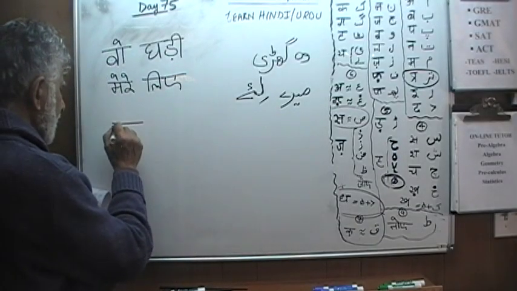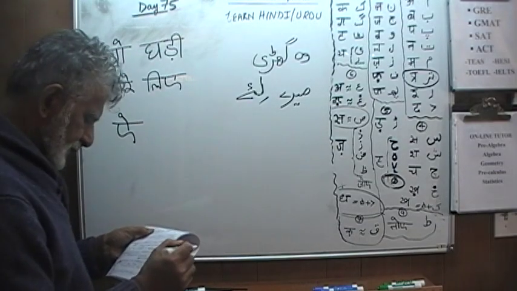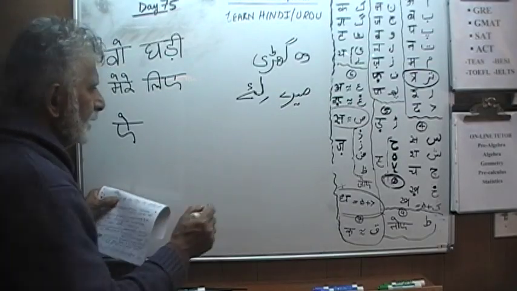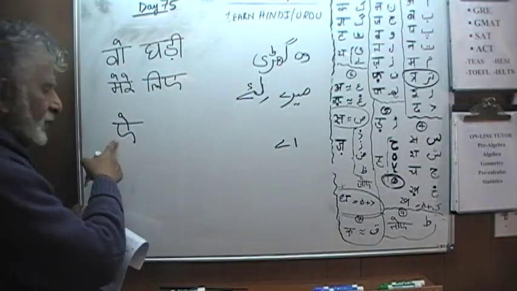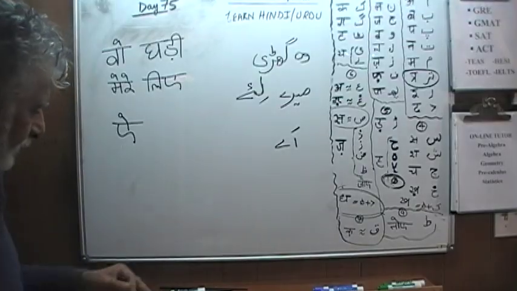So again we have A, but this is a badi A ki matra. Alif and a badi A is going to give us A, but since we have a badi A ki matra, we need a zabar on top of it. So that's the first complication.